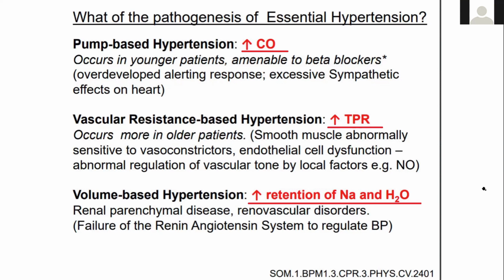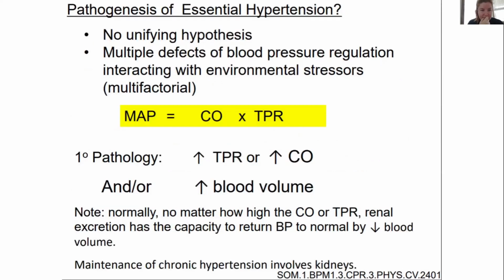Hey, Lindsey, I have a question. Go for it. In the previous slide, it says that normally, no matter how high the cardiac output or total peripheral resistance is, renal excretion has the capacity to return blood pressure to normal by decreasing blood volume. I don't understand what that means, because if that was the case, why do these people still have the hypertension? That's a really good question.